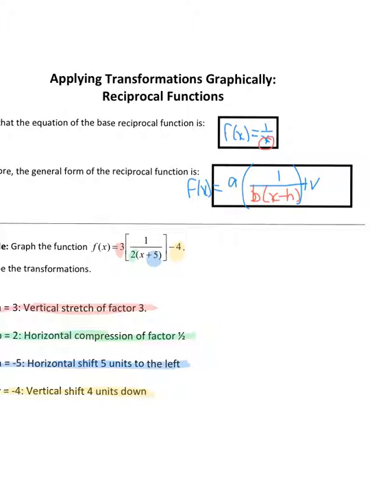Sometimes you will see questions that multiply the 3 to the numerator in the fraction. So it looks like this, 3 over 2x plus 5 minus 4. If you get a question in this form, it's good to bring that 3, that numerator, outside so you have the 1 over the bx minus h. And then you can clearly see that the a value is 3. It's a little harder to see when the question is written this way.